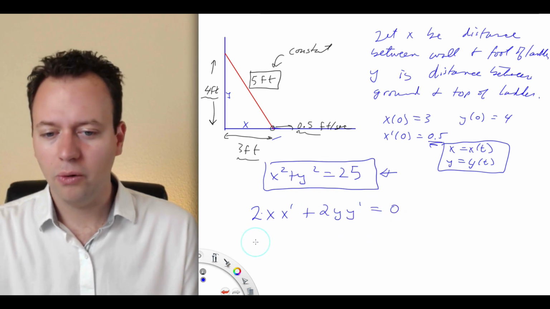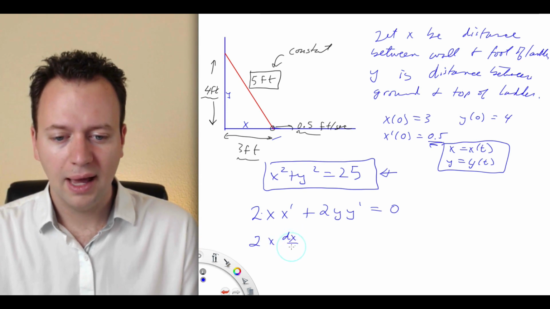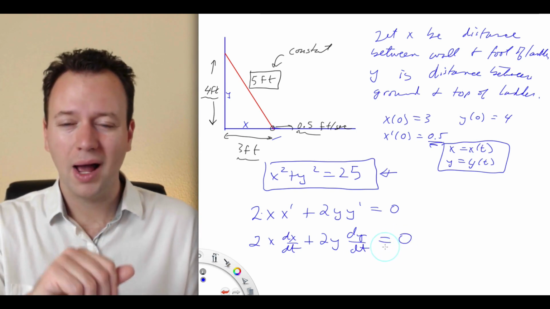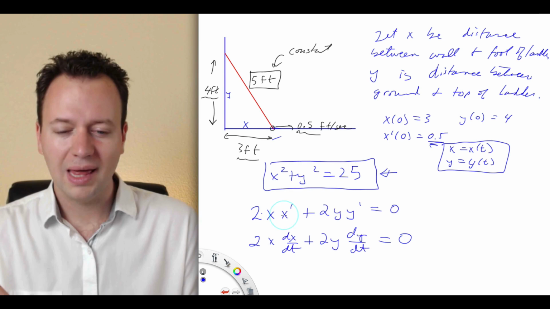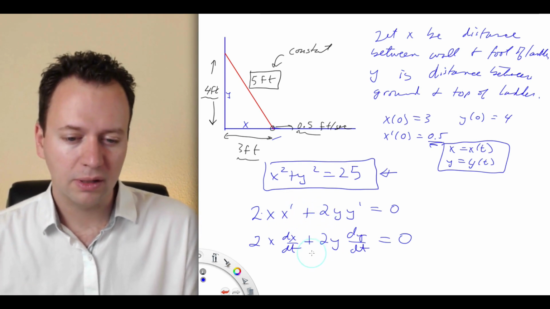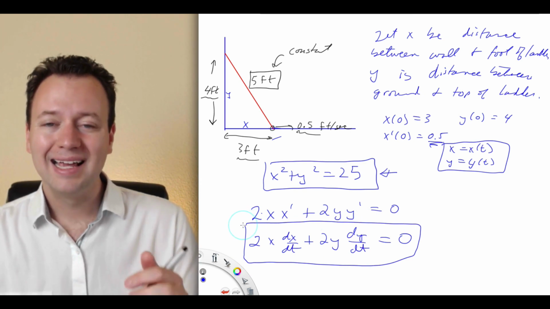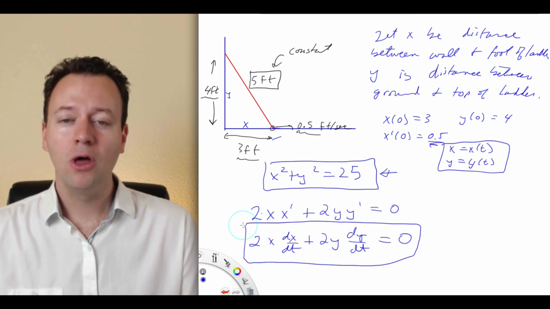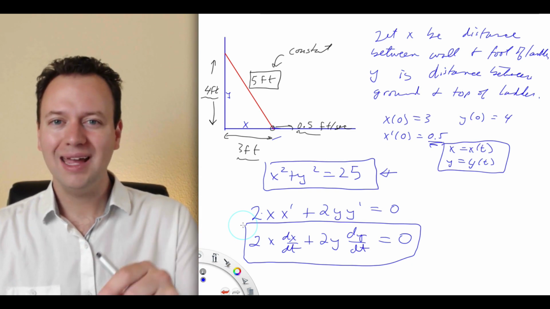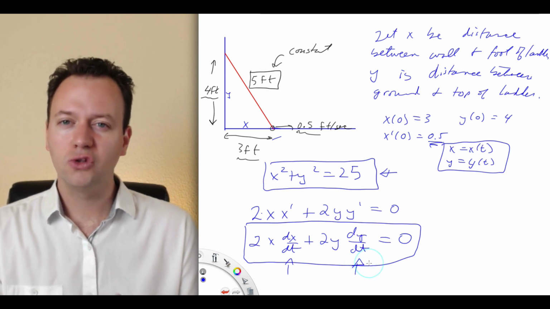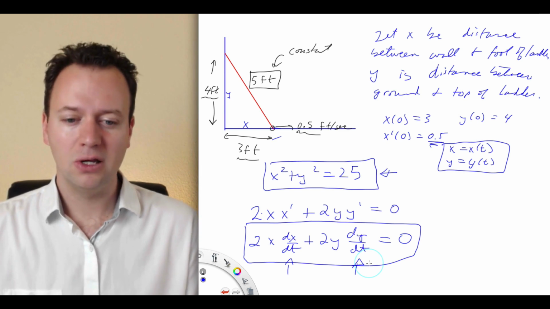Sometimes you might write it as 2x dx/dt plus 2y dy/dt, whatever your preference. This second one might be safer because sometimes with the prime you might lose track of, oh, that's x prime and not x to the first or something like that. So this equation is known as the related rates equation. It relates the variables that are changing in time with their rates of change. One of the rates is dx/dt, one of the rates is dy/dt, and these rates of change are related to each other by this equation.